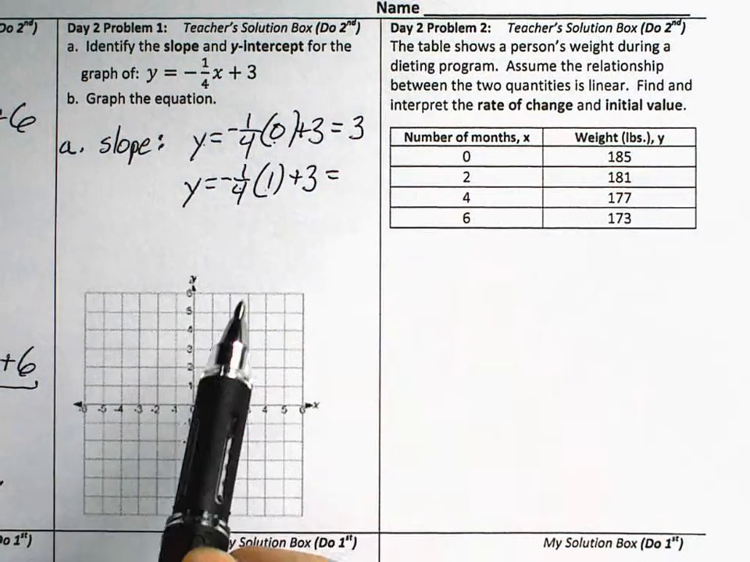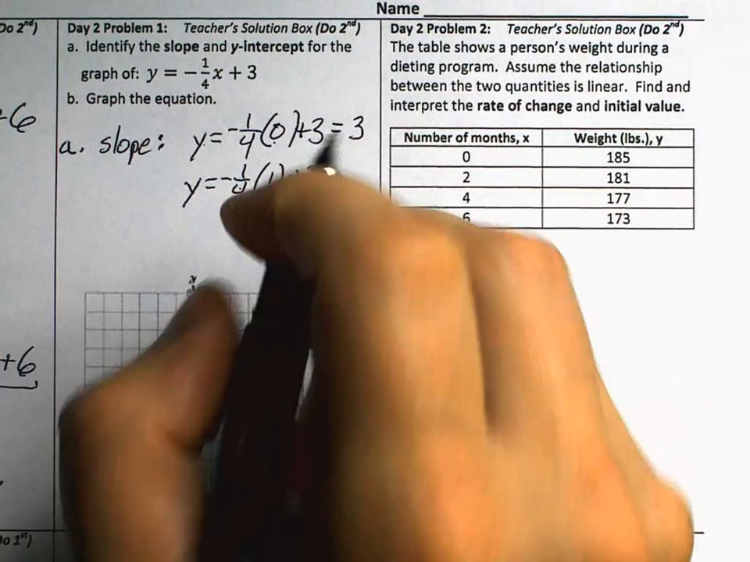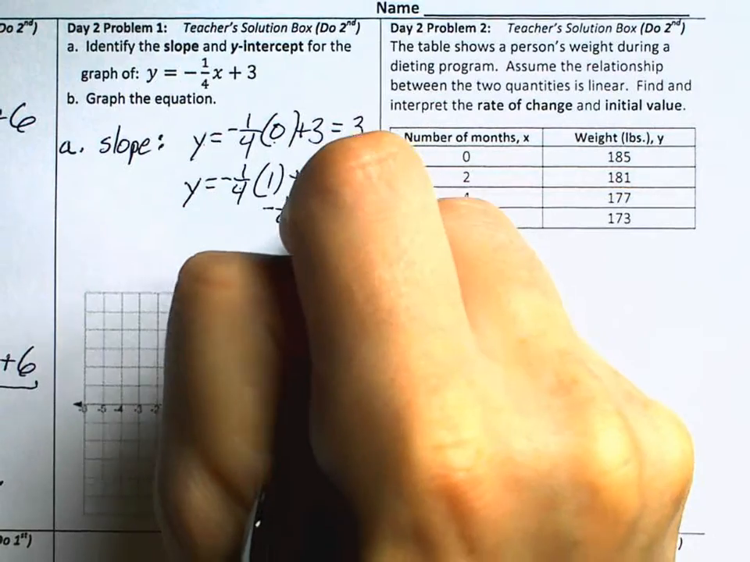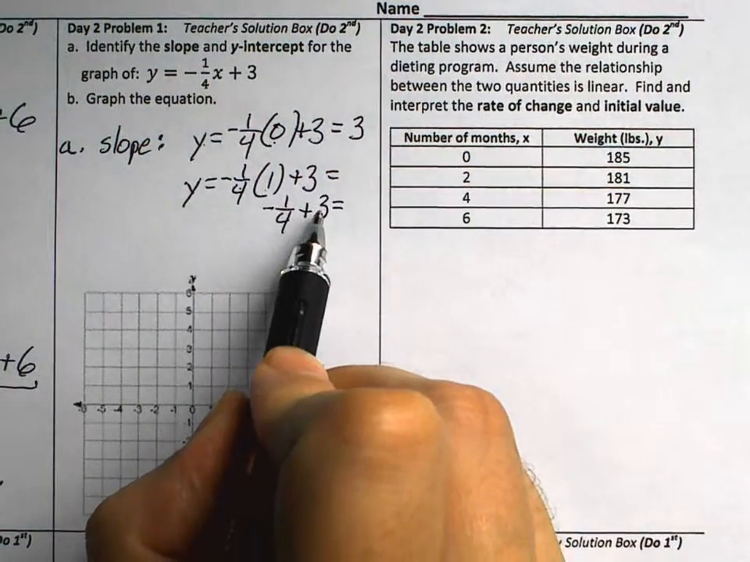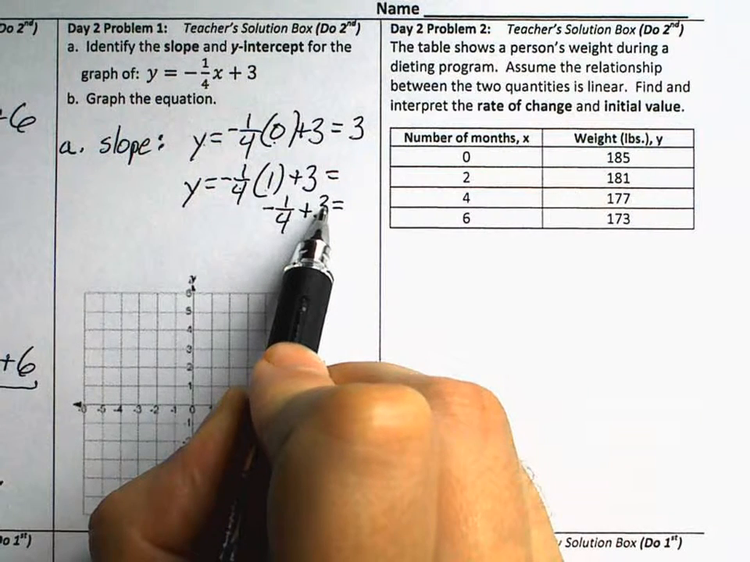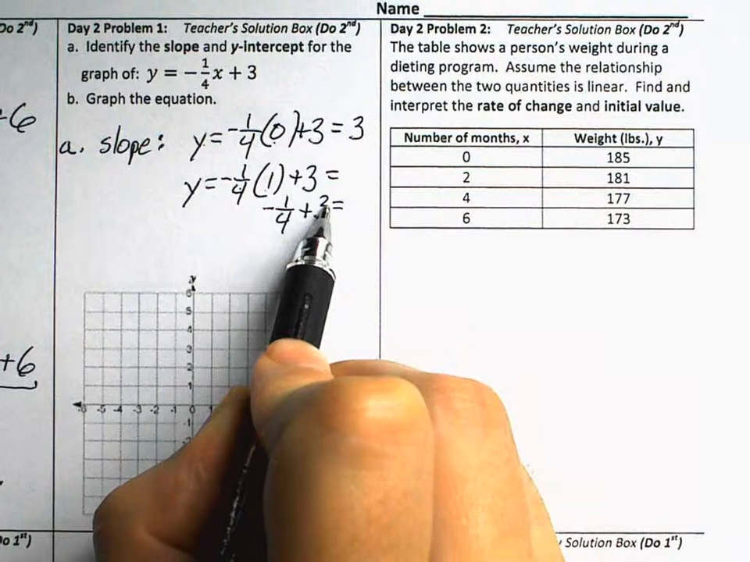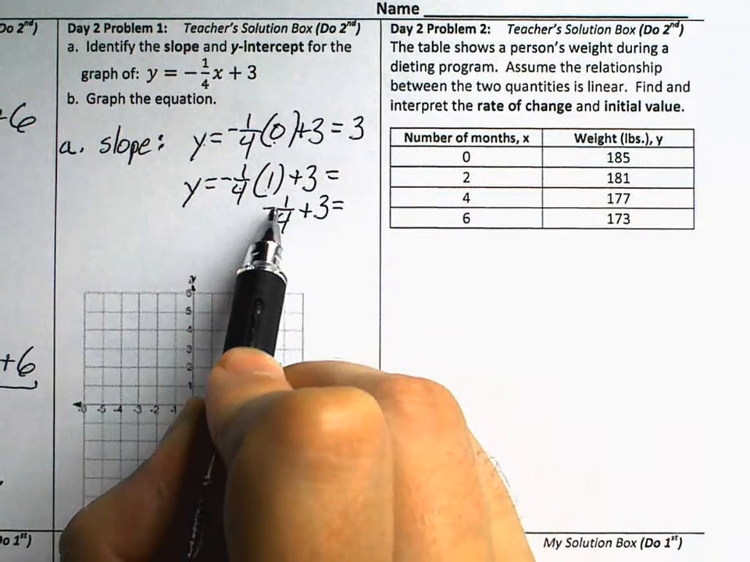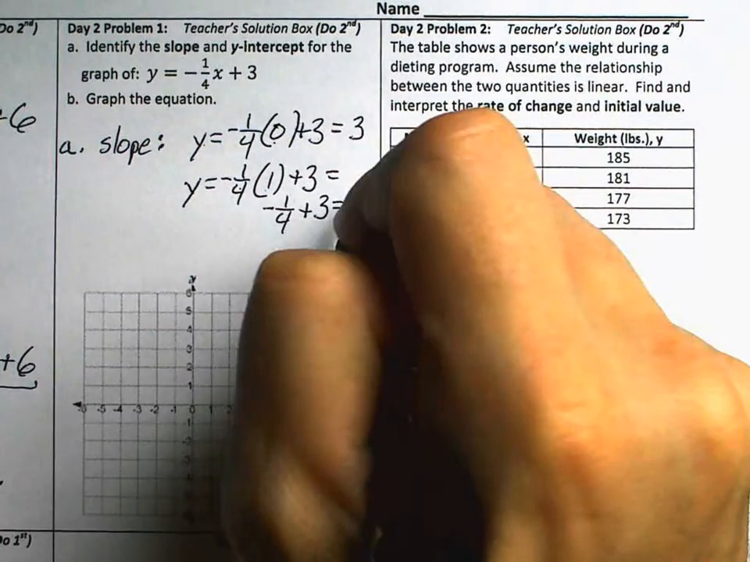Negative 1/4 times 1 is negative 1/4. And now we want to add 3. So we need to find what negative 1/4 add 3 makes. Well, this whole number 3 could be thought of as 12/4. That gives a common denominator with this. And then 12/4 subtract 1/4 is 11/4.